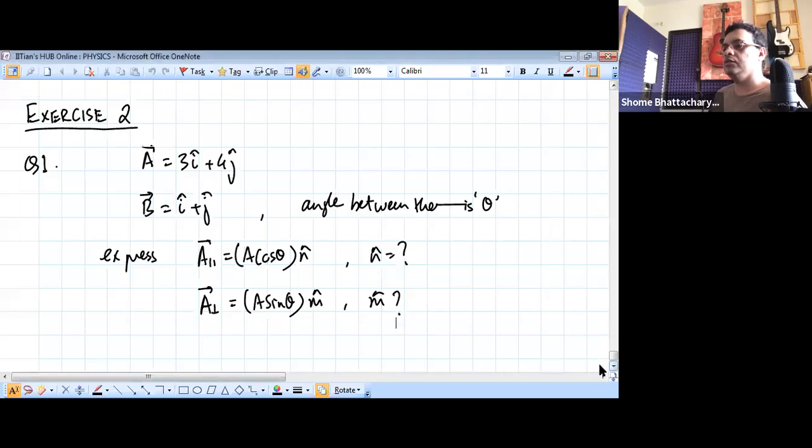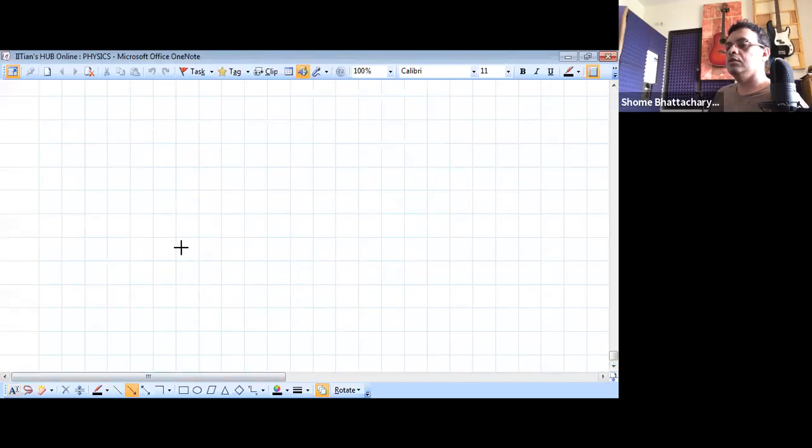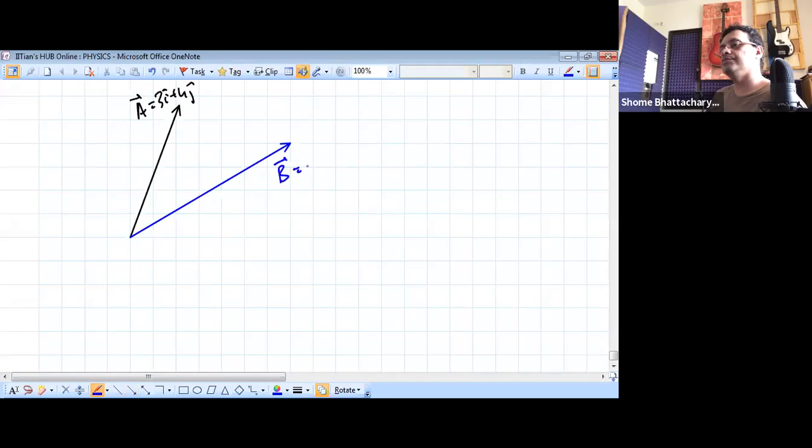Okay, so conceptually, what we are doing here is you can see that the vector A, which is 3i cap plus 4j cap, will be some vector like this. And the vector B, which is i cap plus j cap, will be, let's say, a vector like this. Actually, you can see that A will be the longer vector because its magnitude is 5 and B's magnitude is root 2. But just for convenience, I've written like this.